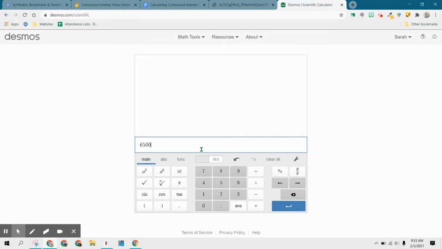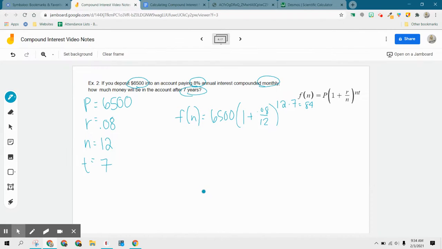We had $6,500. We have 1 plus, and then I'm going to use that slash to make a fraction. 0.08 divided by 12. It was 8% interest compounded monthly. And then I'll use this exponent button. And again, it was 84 for the exponent. So here's our answer over here. We are rounding to the hundreds place because we're dealing with money. And I'm just going to copy and paste that here into the slide.